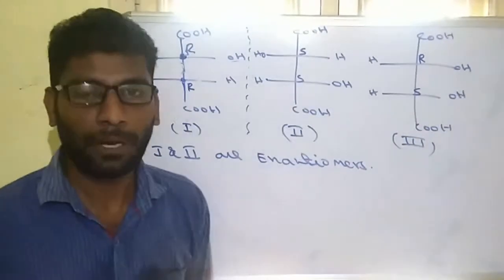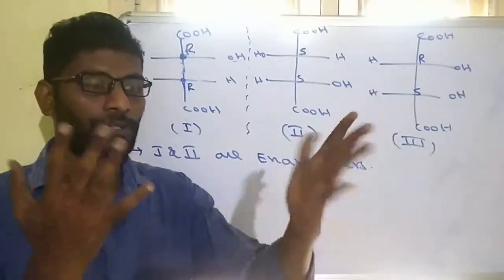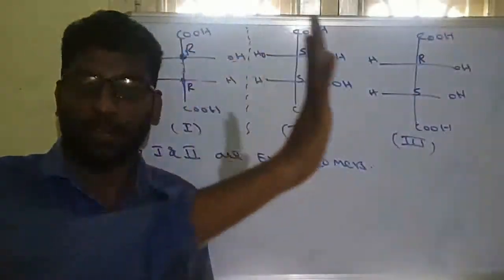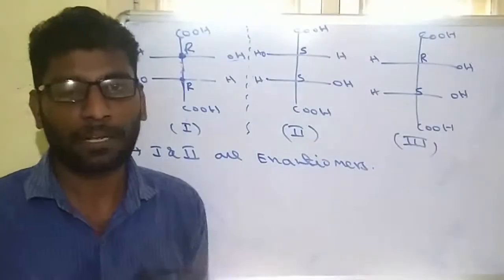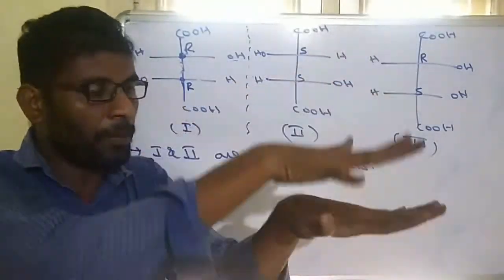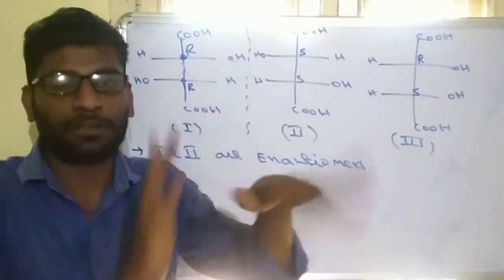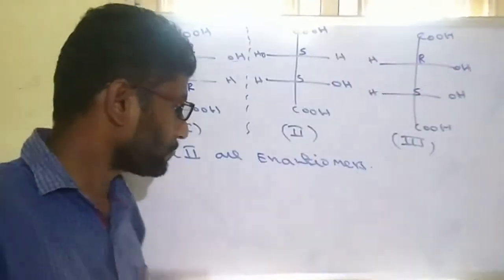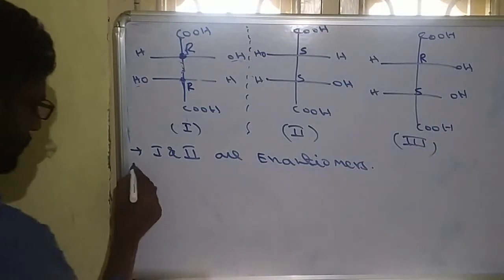The best example is our right hand and left hand. Both are mirror images. We place the right hand on the mirror, and what is visible is the left hand. So both are mirror images. But on placing one over the other, the fingers are not matching. So these are called enantiomers. So 1 and 2 are enantiomers.